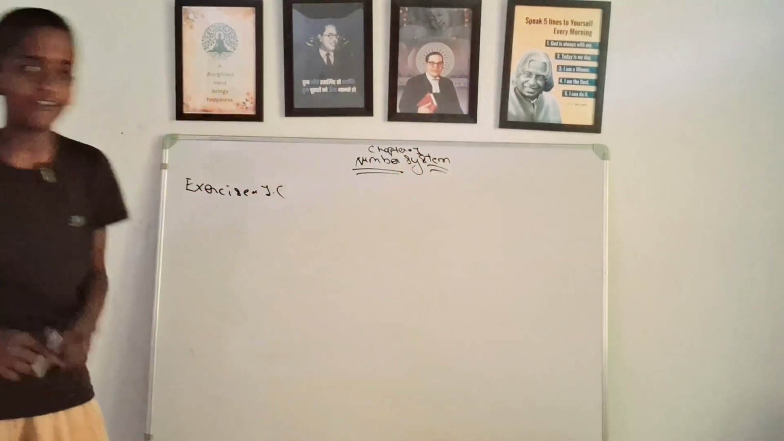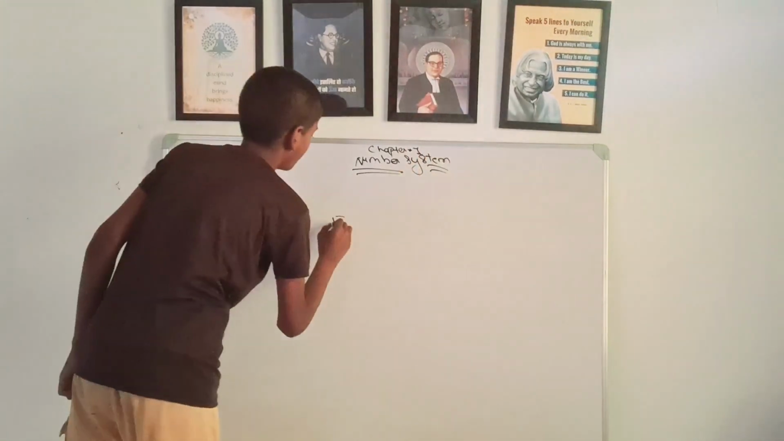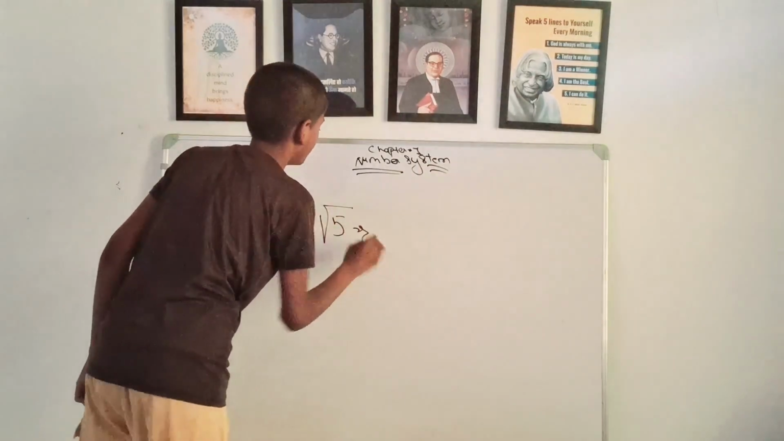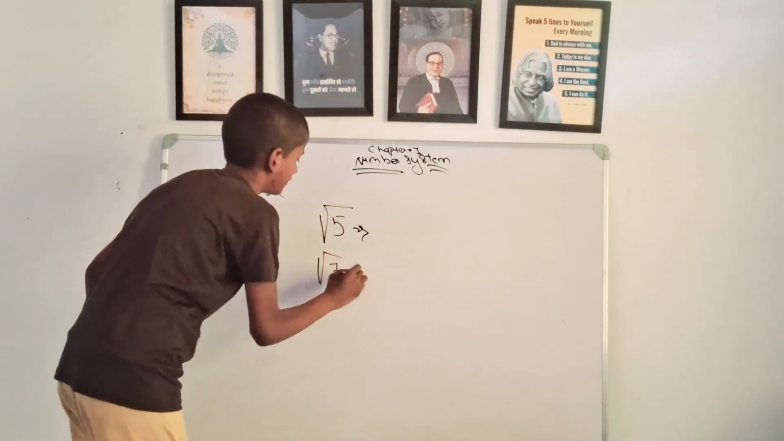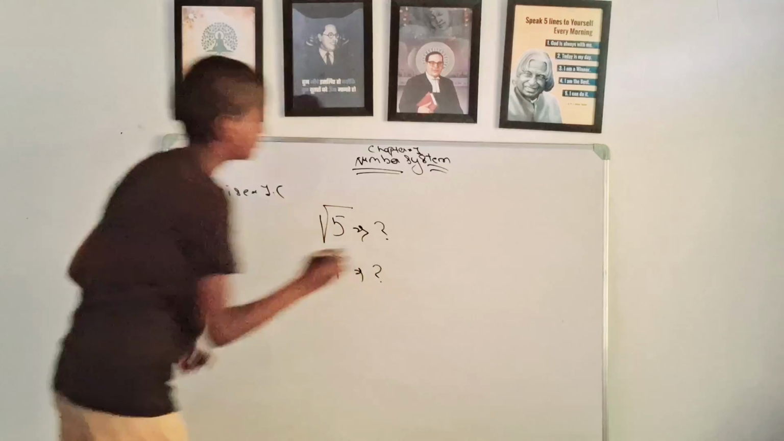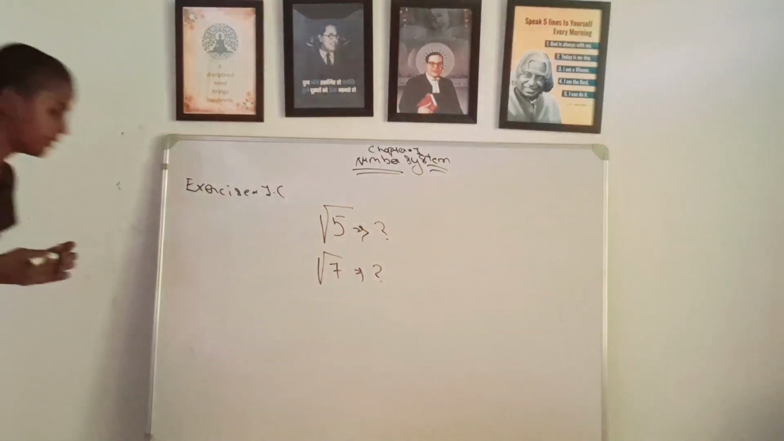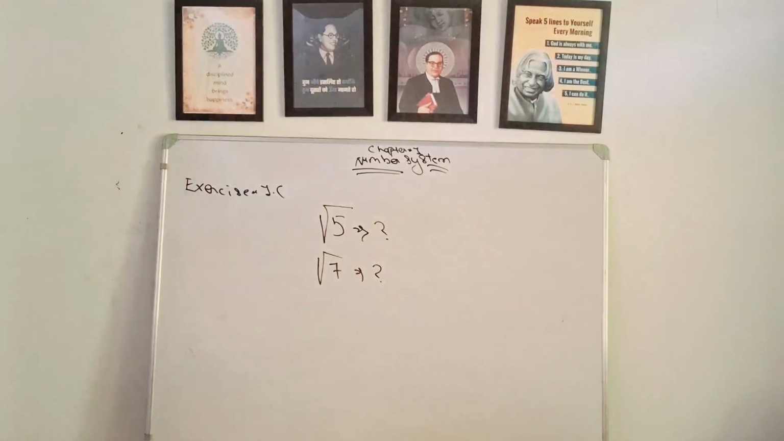And I want to say that you should find the values of root 5 and root 7, only the two roots. Please answer in the comments.